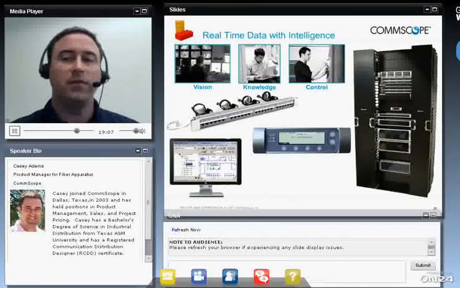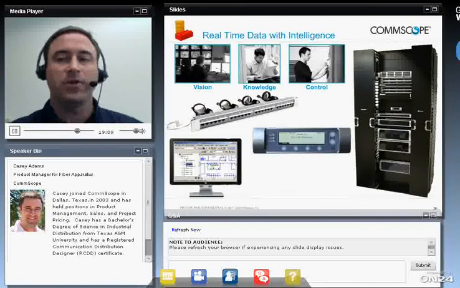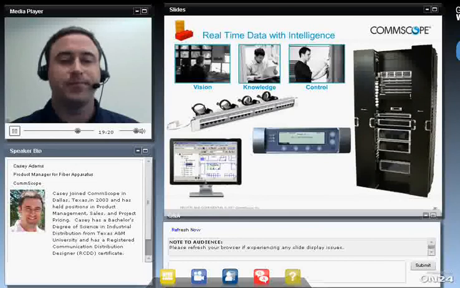iPatch provides that living view into your installation. Controls can be set up to identify ports that need to be active, changes that were not authorized, and a database of what you have installed and what grows and changes with your data center.